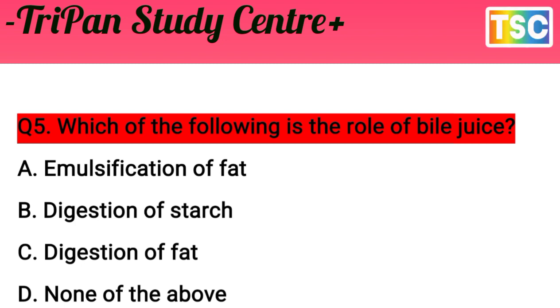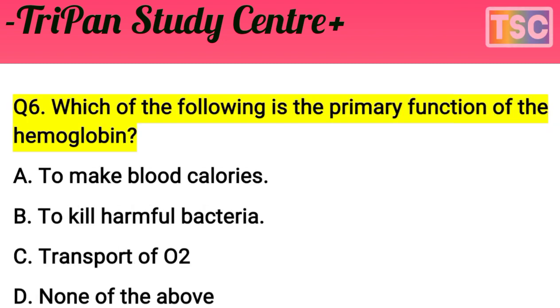Let's see the next question on your screen. Which of the following is the primary function of hemoglobin? A. Make blood calories. B. To kill harmful bacteria. C. Transfer of O2. And D. None of the above.